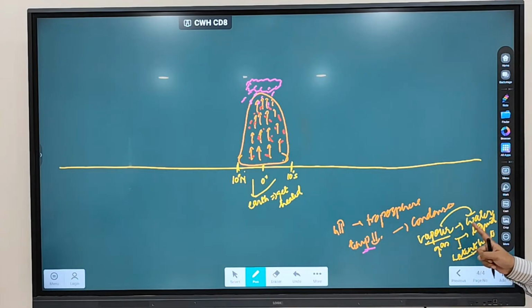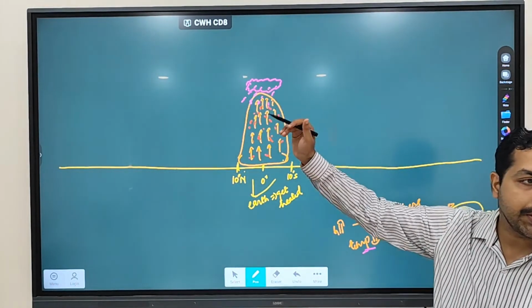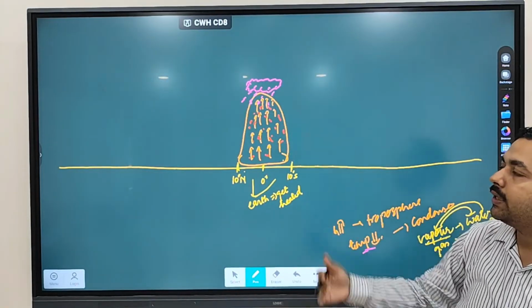So when vapor is converting into water, what heat is going to be released? Latent heat is going to be released. When you are moving from water to vapor, what will happen? Latent heat is going to be absorbed. But when you are moving from vapor to water, what heat is going to be released? Latent heat is going to be released. Fine. So when this condensation is happening, vapor is converting into water, latent heat is released.